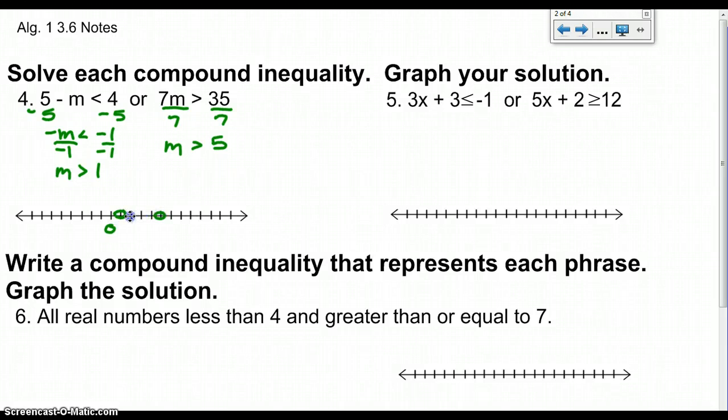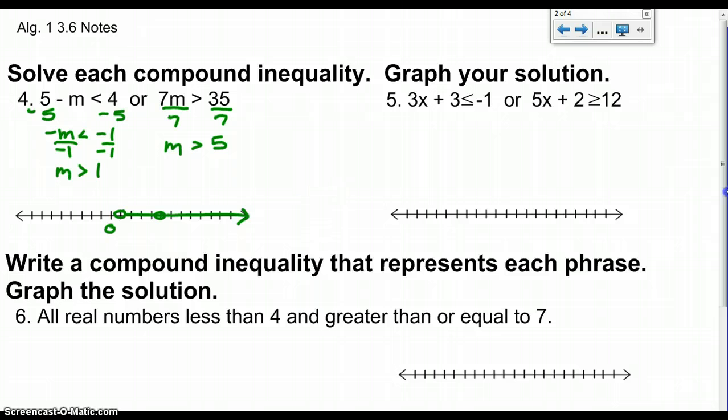But if you see, the 5 will be covered up by the m is equal to 1. So our graph will just look like one graph, even though it's two equations. Because you see m is greater than 1, so that means it has to be able to be 5 also. So our graph is an open circle at 1 and then a line going to your right.